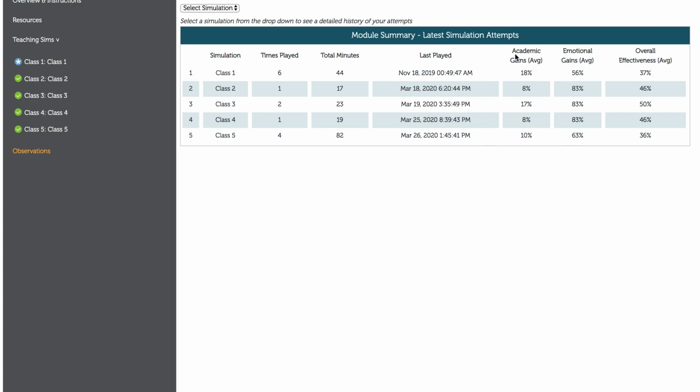Now, this doesn't mean that I did a bad job. I had students that were improving. But for me, the question is, can I get it higher than that? And I actually had a real surprise teaching this particular class in a different module, where my academic and my emotional gains were upwards of 83 to 90%. And I was shocked because I've taught this class so many times, focusing on classroom management.